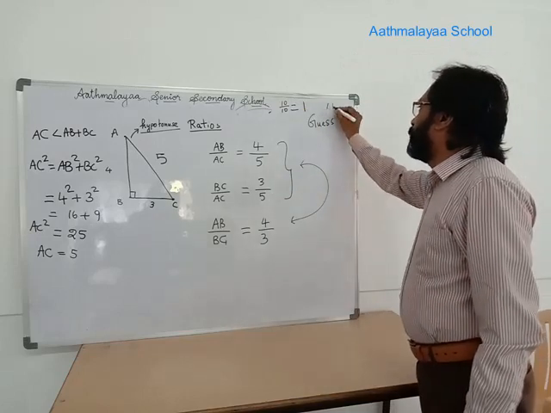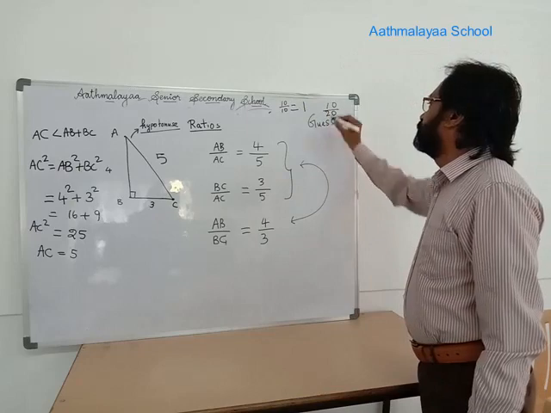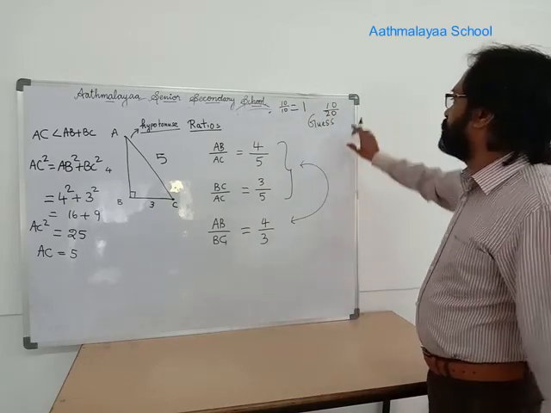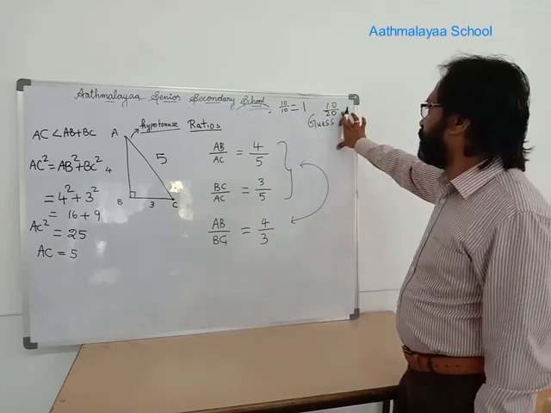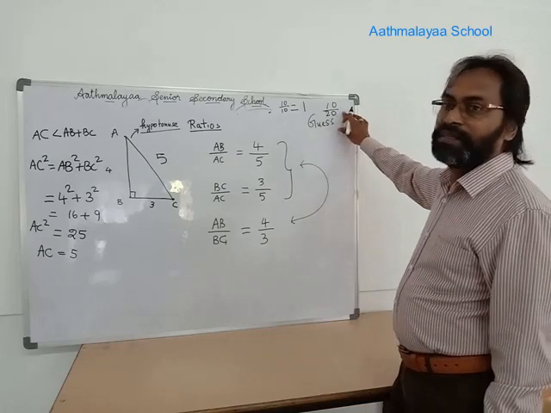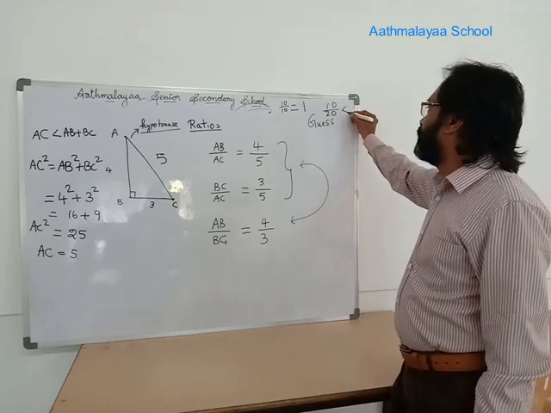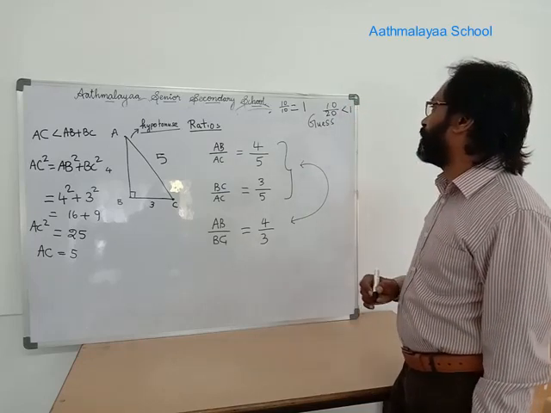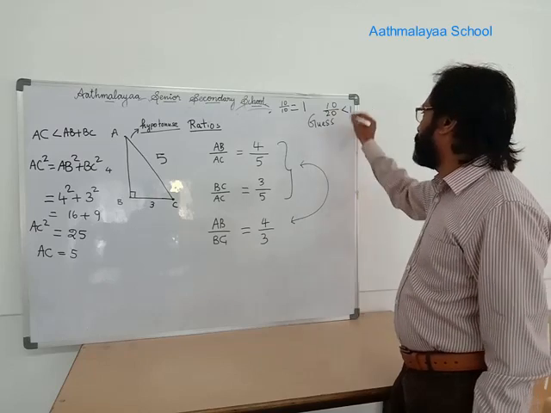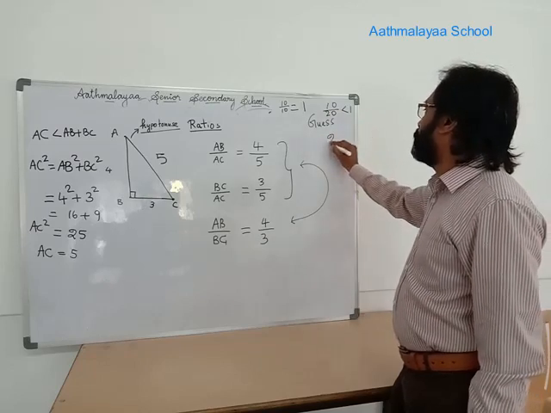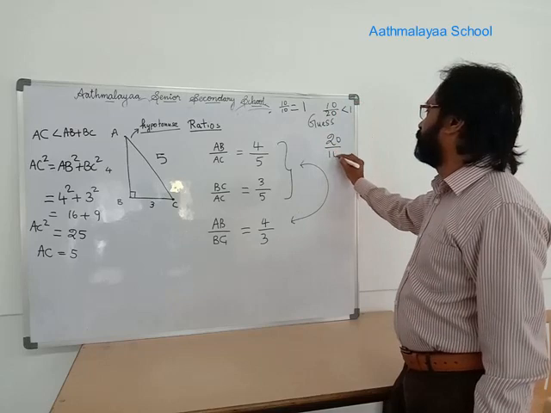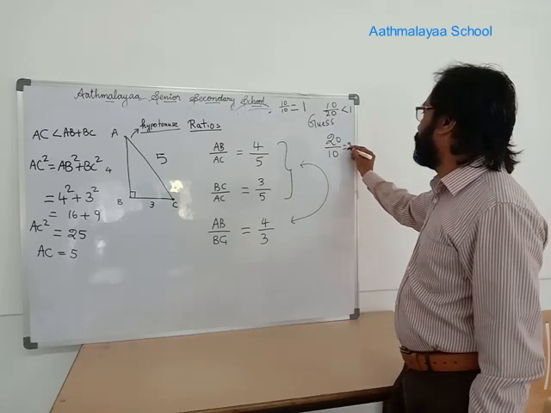Suppose I have 10 by 20, then is it greater than 1 or less than 1? It should be less than 1. Okay, 0.5, its value is less than 1. If I put it the other way, 20 by 10 is nothing but 2, naturally it is greater than 1.